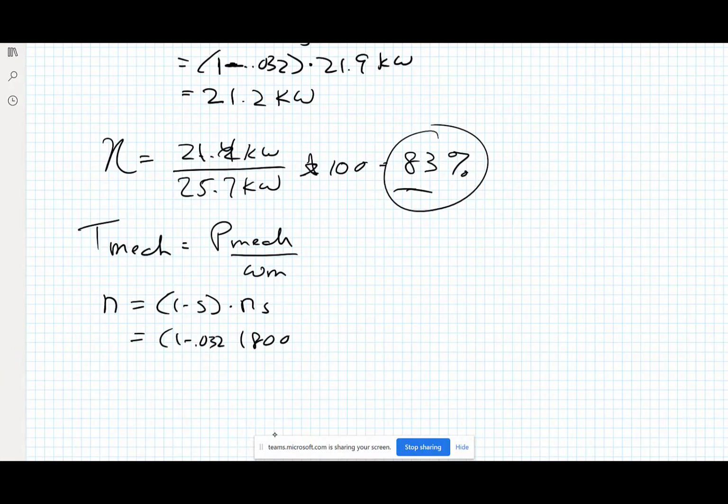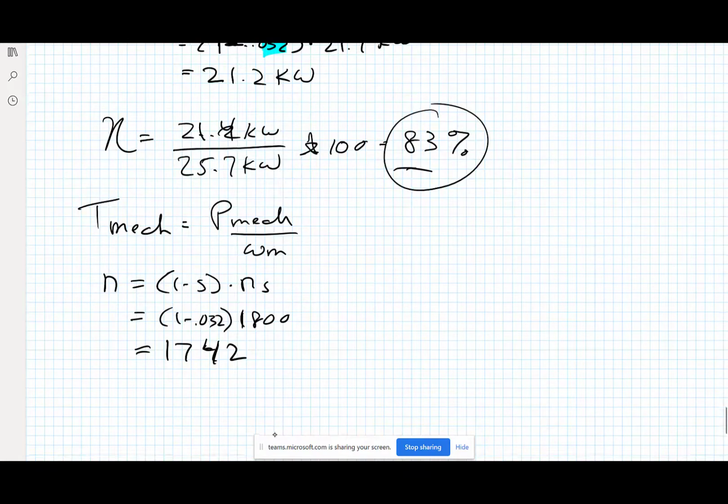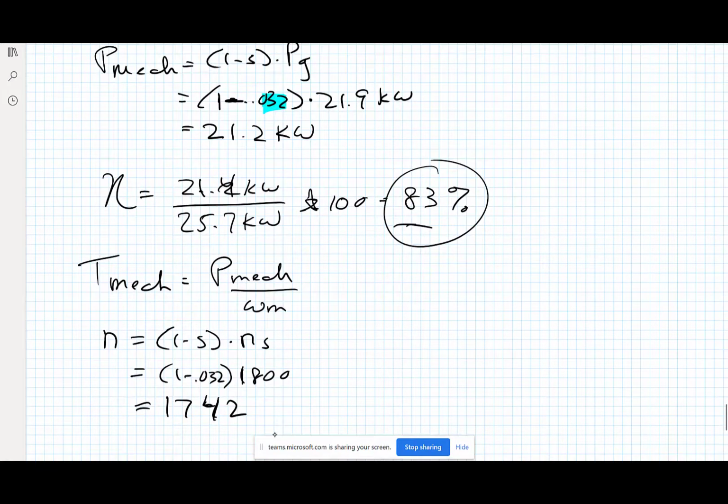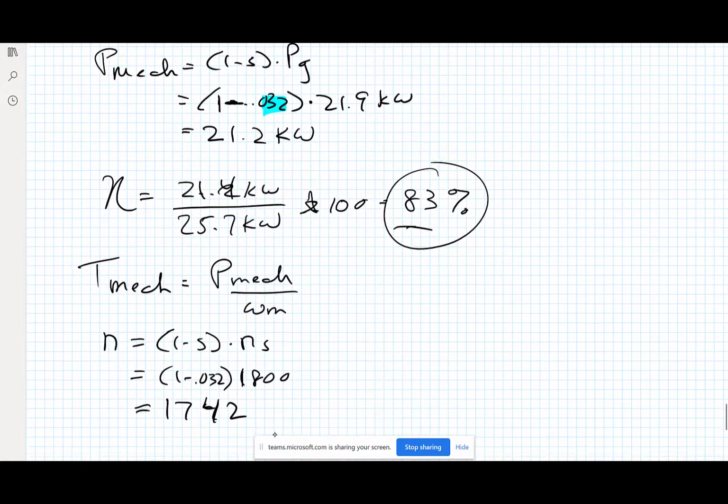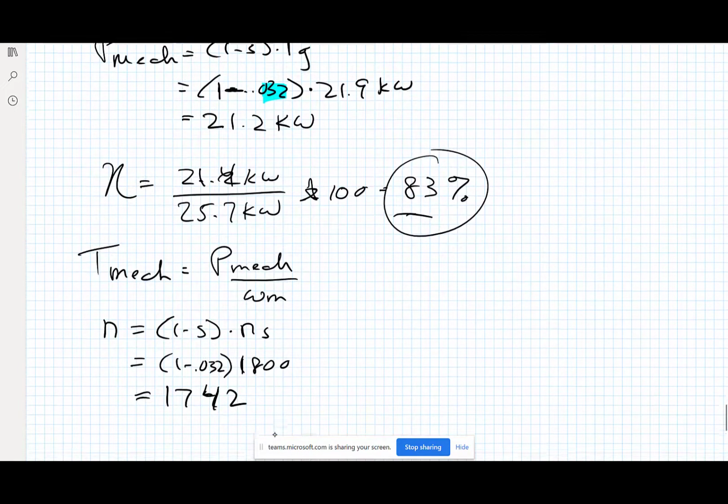But 1 minus 0.032 times 1800 gives me my speed. That's 1742. I think one of the big issues is that the slip that I assumed should be higher than 0.032. That was just kind of an arbitrary number. I think that's the issue. I don't think I did anything wrong. The number that I picked for slip is just a little bit low.